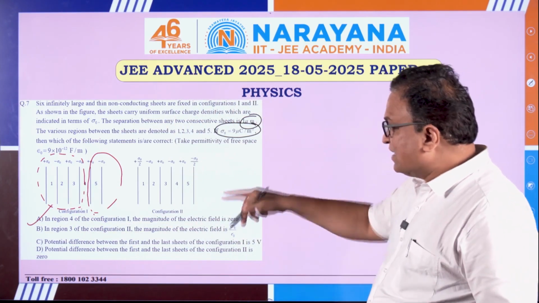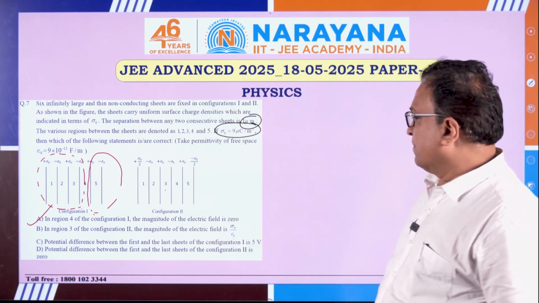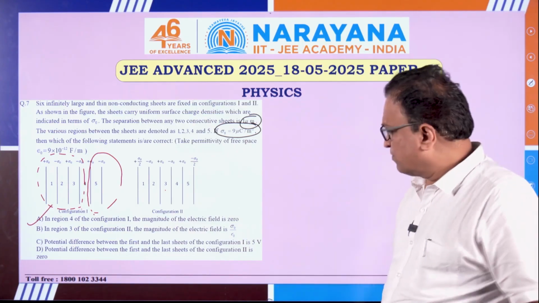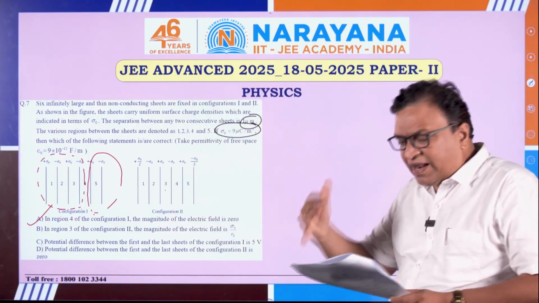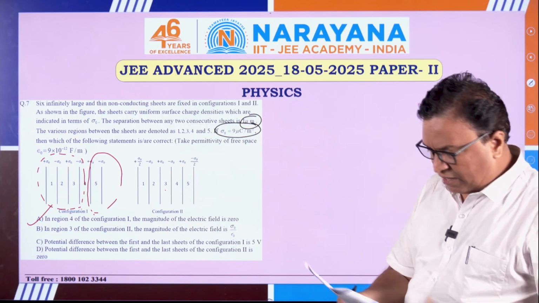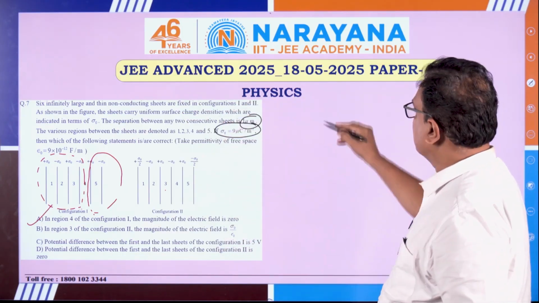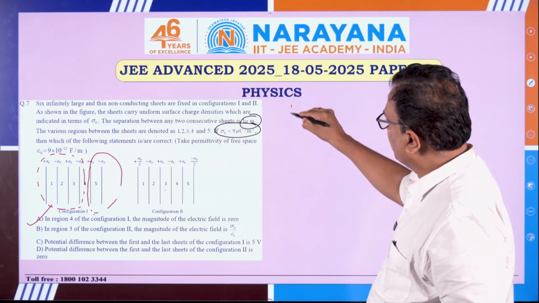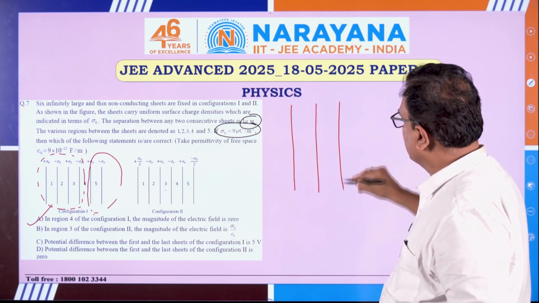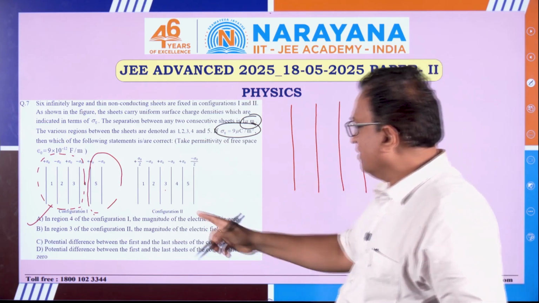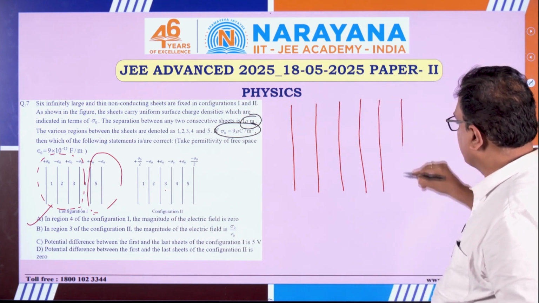Next, in region 3 of configuration 2, region 3 means here at this point, the magnitude of the electric field is, hold on, no issues. I will rewrite configuration 2 properly because this one I am not convinced about. So I will write the configuration again. This is the first plate, this is the second plate, this is the third plate, this is the fourth plate. 1 minute. 1, 2, 3, 4, 5, 6. 6 plates I need to draw. Fifth plate, sixth plate.